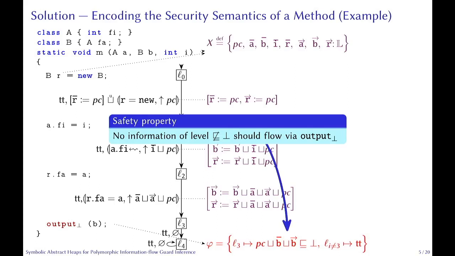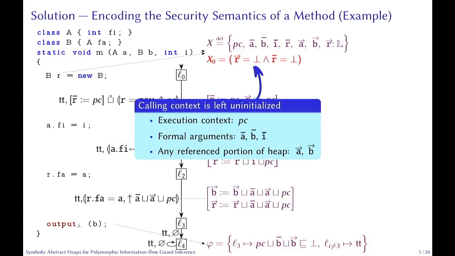Okay? So this can be expressed here, like we map the location L3 that corresponds to the output with some kind of formula here that expresses that the output happens in a low context and that any information given, be it the reference itself or the objects reachable via the reference, are low sensitive.